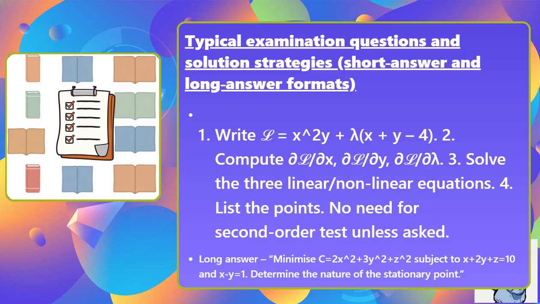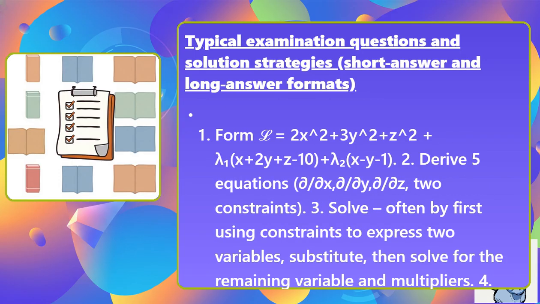Long answer: minimize C equals 2x squared plus 3y squared plus z squared subject to x plus 2y plus z equals 10, and x minus y equals 1. Determine the nature of the stationary point. Step 1. Form L equals 2x squared plus 3y squared plus z squared plus lambda 1 times (x plus 2y plus z minus 10) plus lambda 2 times (x minus y minus 1). Step 2. Derive 5 equations: partial derivative with respect to x, y, z, and the 2 constraint equations.